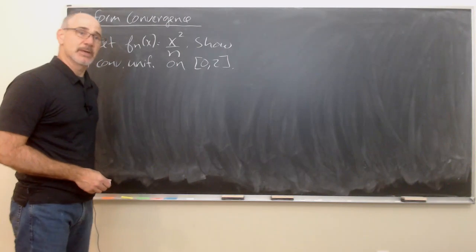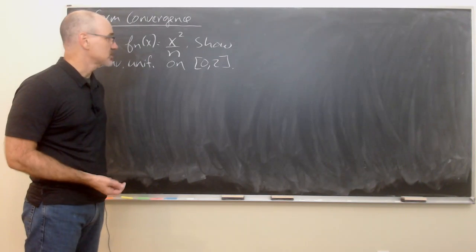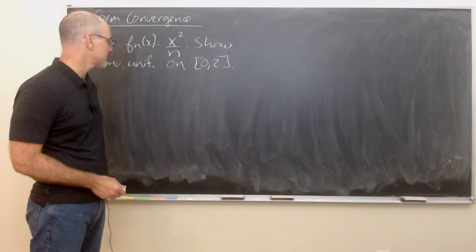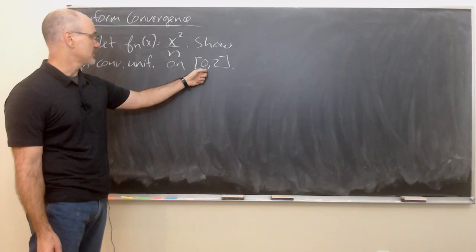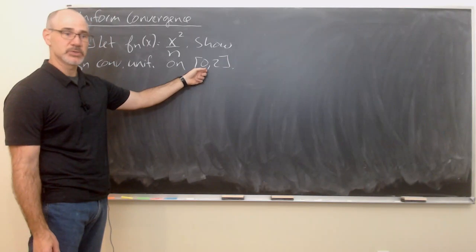Okay, so we're going to do an example of showing that a function sequence converges uniformly on a given set. Here my function sequence is x squared divided by n, and the set of interest, capital A, is the closed interval 0 to 2.